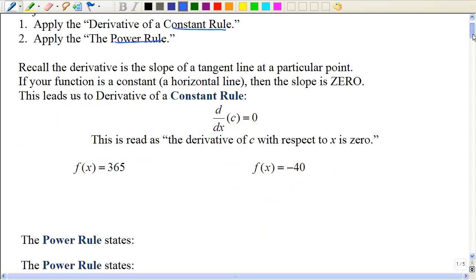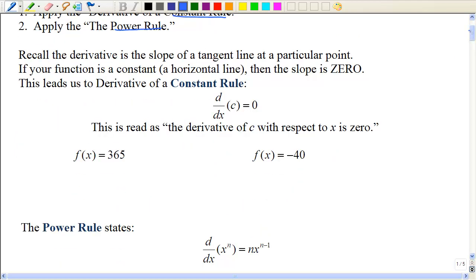The constant rule is the easiest because if you remember, the derivative is the slope of the tangent line. Well, if your function is a constant, which is a horizontal line, then the slope is always 0. And so whenever you take the derivative of a constant, you will get 0. So now you will see this type of notation, and that is going to be read the derivative of c with respect to x. This tells you what your variable is, and it equals 0.